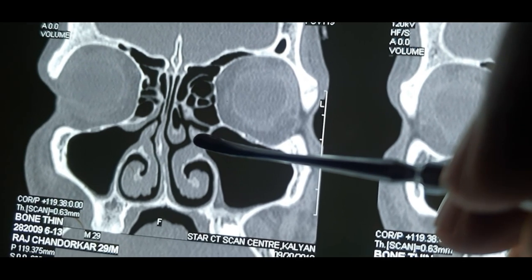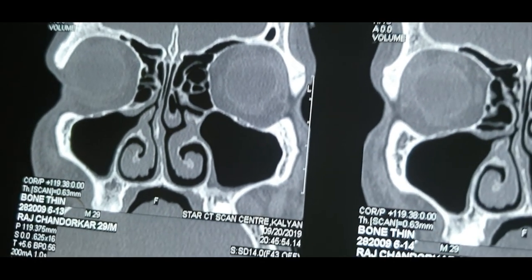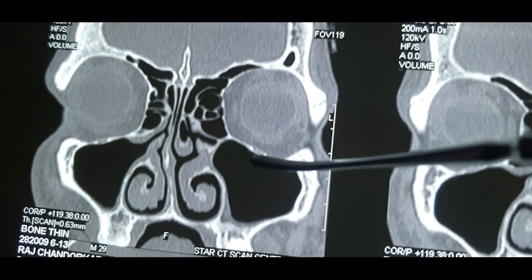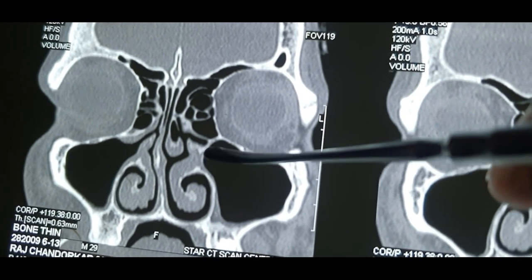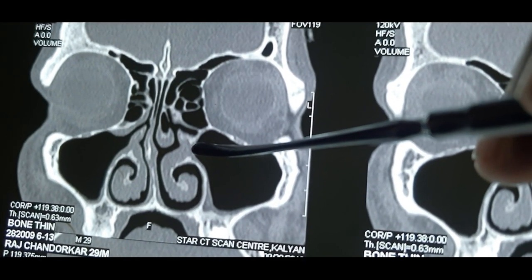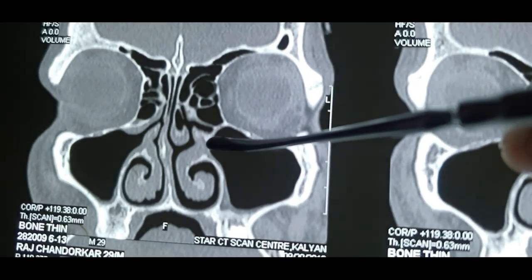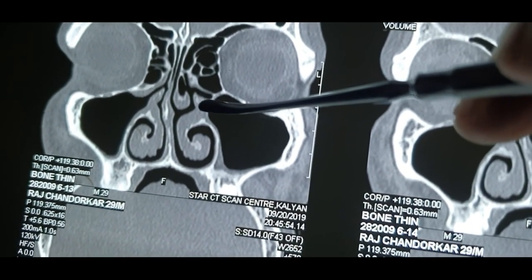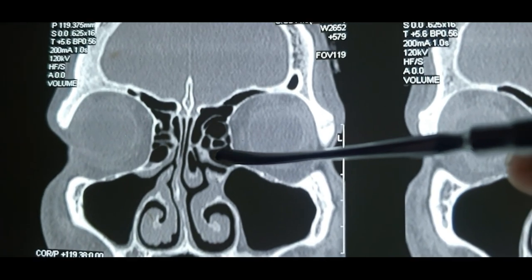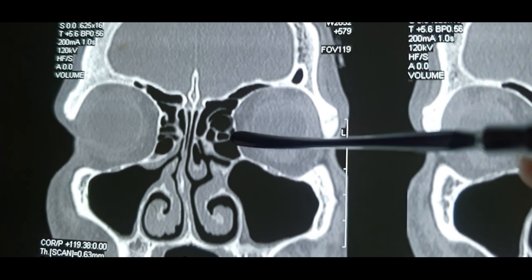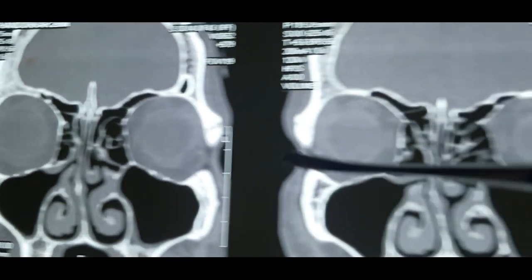So the horizontal process extends from anterior to posterior and sometimes attaches to the perpendicular plate of the palatine bone, which becomes the posterior attachment. A few cases, most common attachment being the inferior turbinate. So that's the horizontal process of the uncinate. And that's the bulla ethmoidalis, the anterior ethmoidal cells, numerous cells. So that's the maxillary sinus.